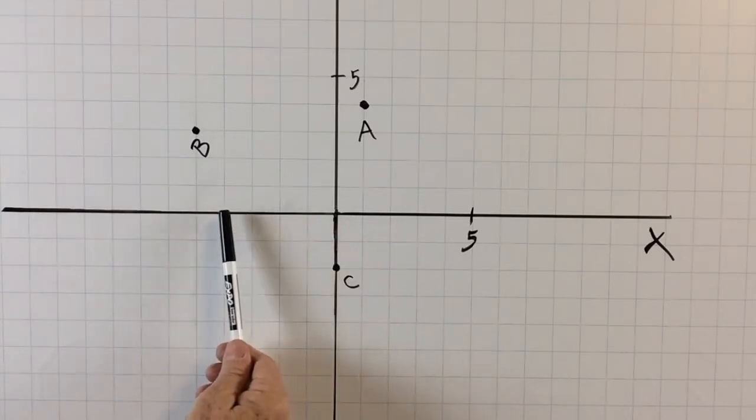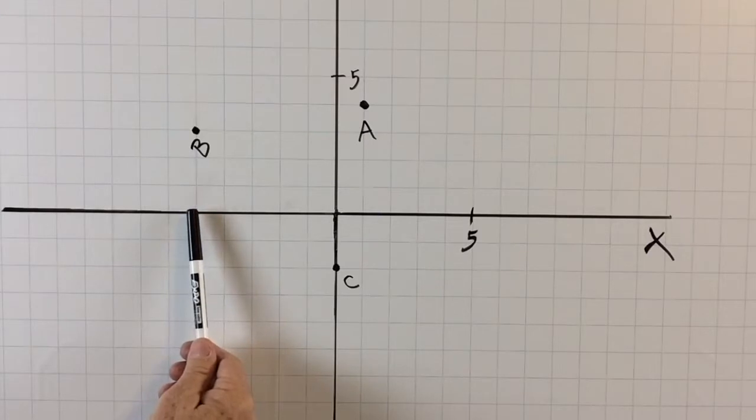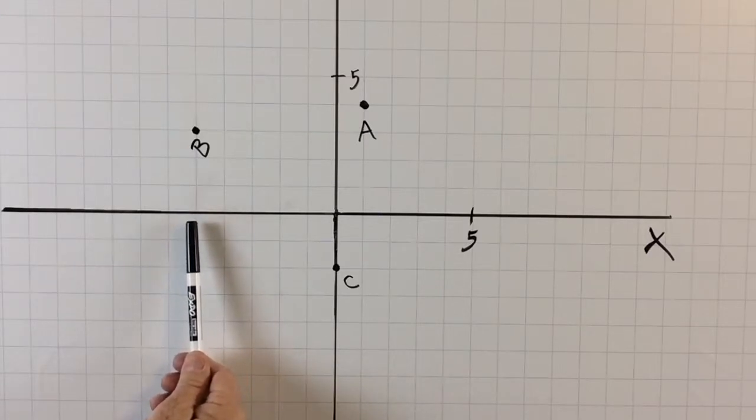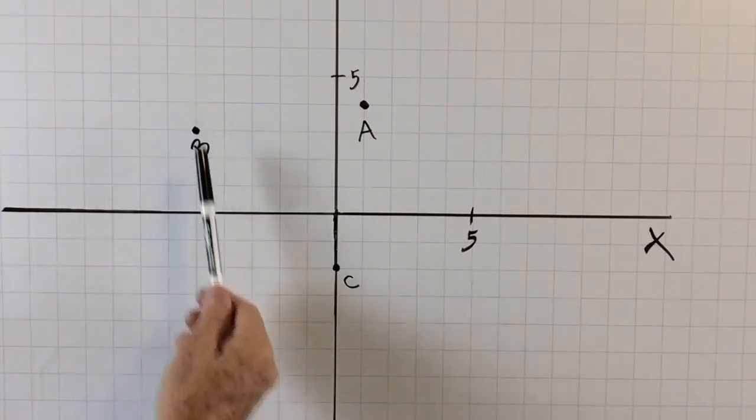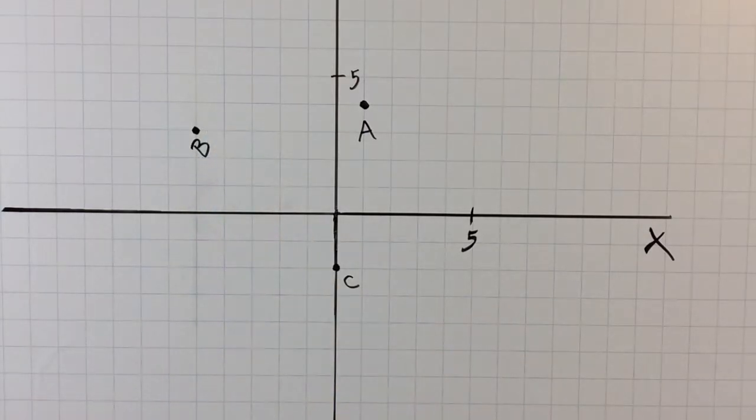1, 2, 3, 4, 5 in the negative direction. So the value of x is -5. What's the value of y? It's not negative. It's 1, 2, 3. So the location of that point is -5, 3. Now we're going to write these out so that you can see them later.